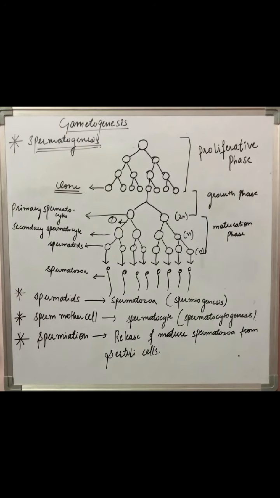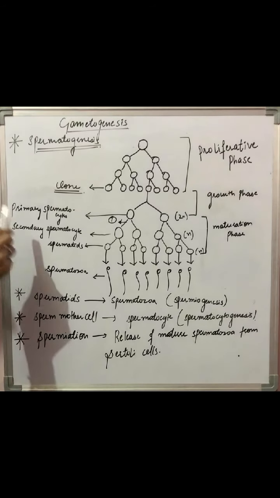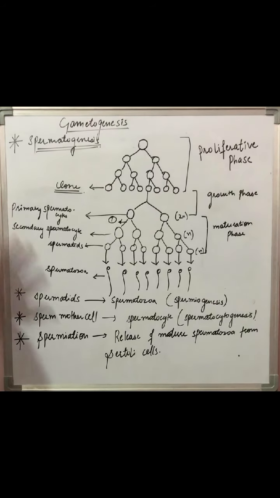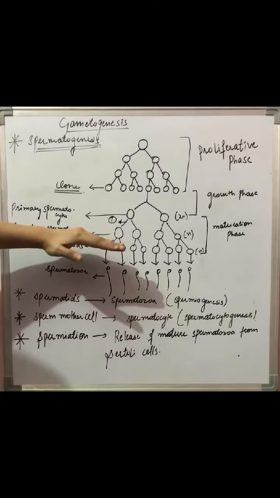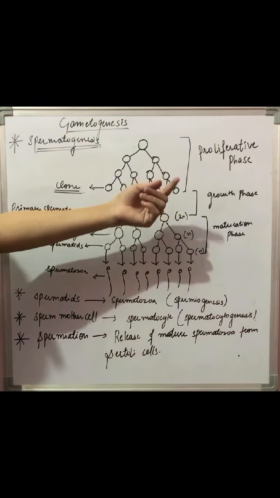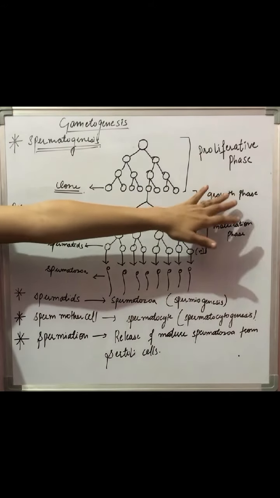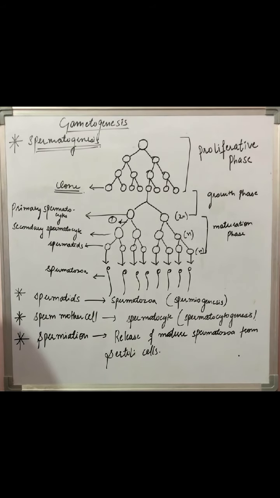After spermatid formation, the spermatids undergo morphological changes and the mature spermatozoa are formed. The phase in which the primary and secondary spermatocytes are formed and meiosis takes place is known as the maturation phase, while the phase in which mitosis takes place was the proliferative phase. So we have discussed three phases: the proliferative phase; then the cells undergo growth, the growth phase; and the next, in which meiosis takes place, the maturation phase.